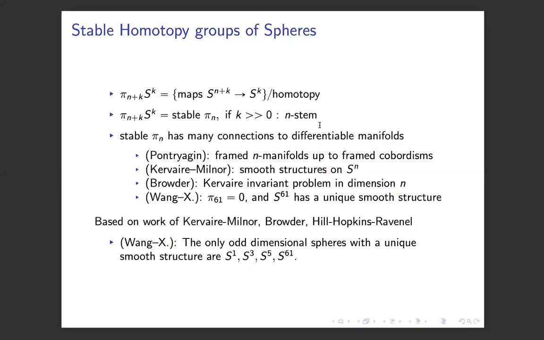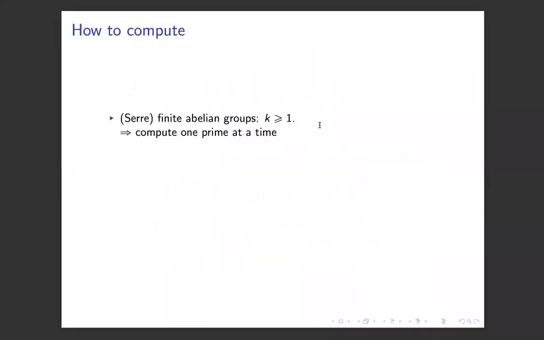So how exactly do we compute these groups and what do we know about them? So Serre told us these are always finite abelian groups when the stem is at least 1. Since we know a complete classification of finite abelian groups, that means we can compute one prime at a time, then sum them all together. But there are more structures. We can take the composite of two maps, and then the dimensions add. So that gives us a graded ring structure, and it's commutative in the graded sense.